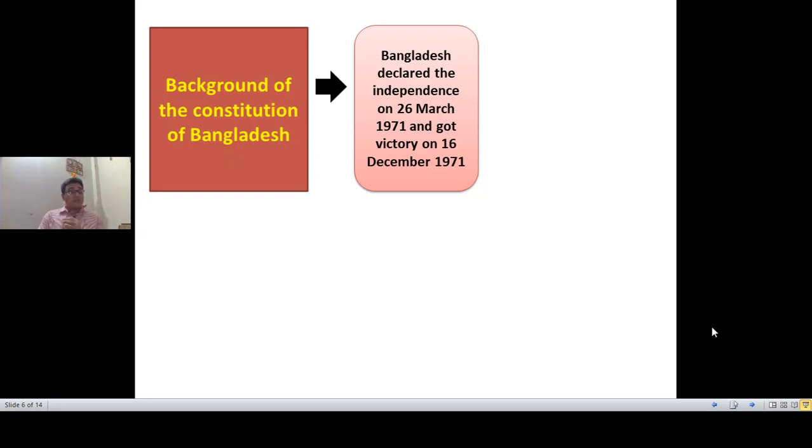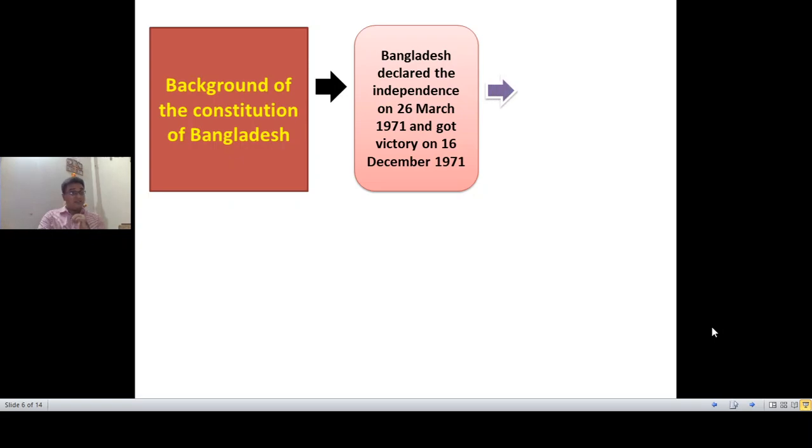After the 24 hours of crackdown by the West Pakistani rulers, our great leader, father of the nation, Bangabandhu Sheikh Mujibur Rahman, declared the independence of Bangladesh on 26 March 1971. After a 9 month bloody war, we got independence on 16 December 1971. So this is the first information regarding the background of the constitution of Bangladesh.